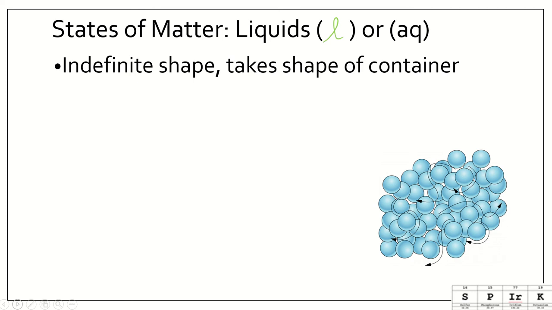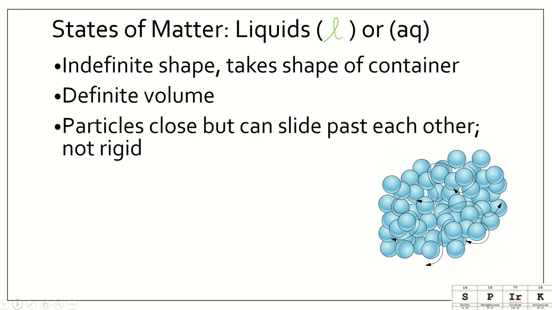If we take water and put it in a beaker, and then take that water and pour it into a vase, and then pour that into a bottle, it's going to take on the shape of whatever container it's in. Liquids have a definite volume. Their particles are close, but they can slide past each other, so they're not rigid. If you look in the particle diagram over here, you can see that their particles can move past one another or slide around. That sliding tells us that they have a moderate kinetic energy and that they can flow.